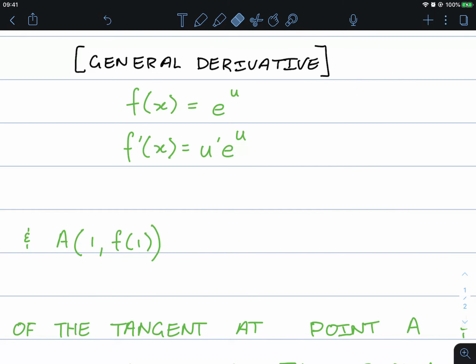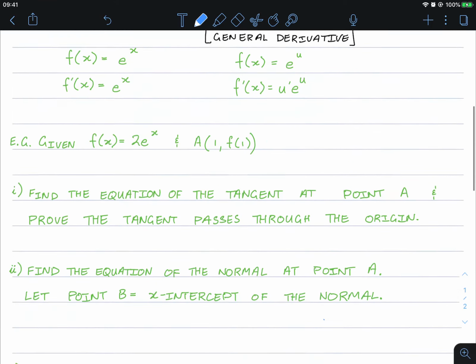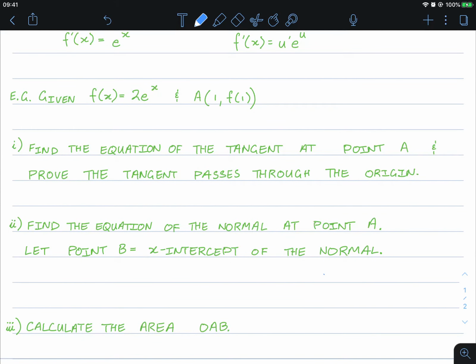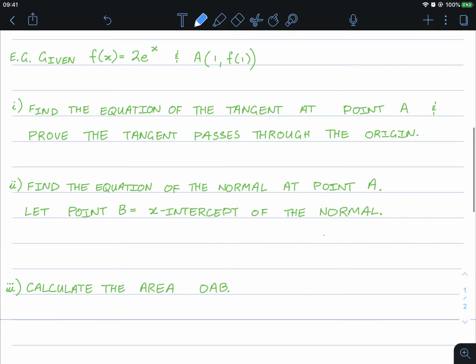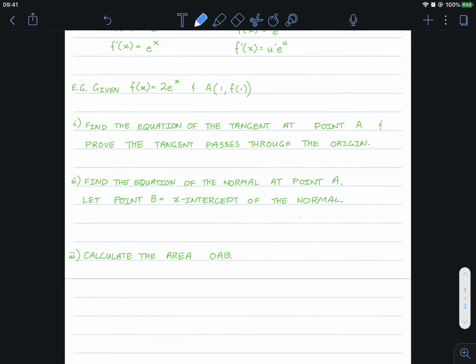So let's get straight to an example here. We've been given a function f of x equals 2e to the power of x and a point A at 1, f of 1. So this point is on the function. Let's find the equation of the tangent at the point A and prove that the tangent passes through the origin.